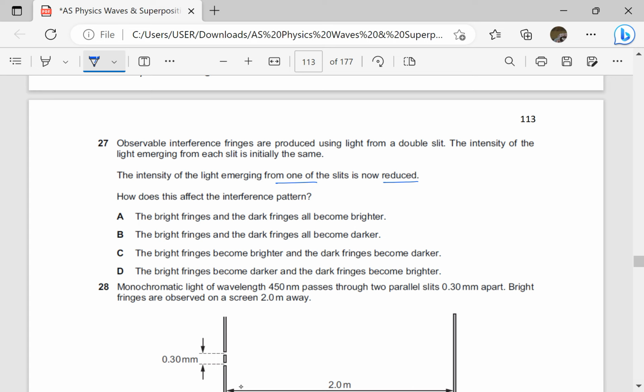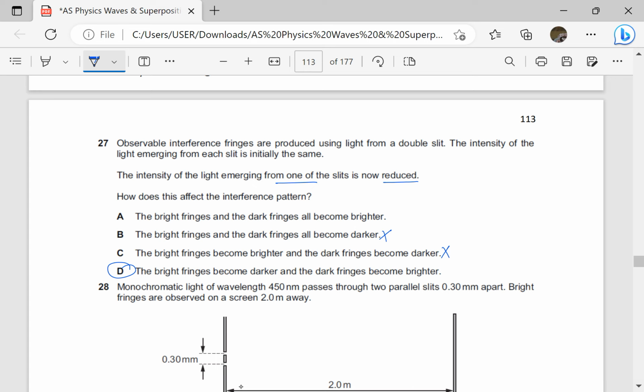The bright fringes and the darker fringes all become darker. That one is not possible. The bright fringes, because the intensity has been reduced, total cancellation is no longer there. The bright fringes become darker because the intensity reduces. That is very true. The bright fringes become less bright. The darker fringes become brighter, so the answer is going to be D.